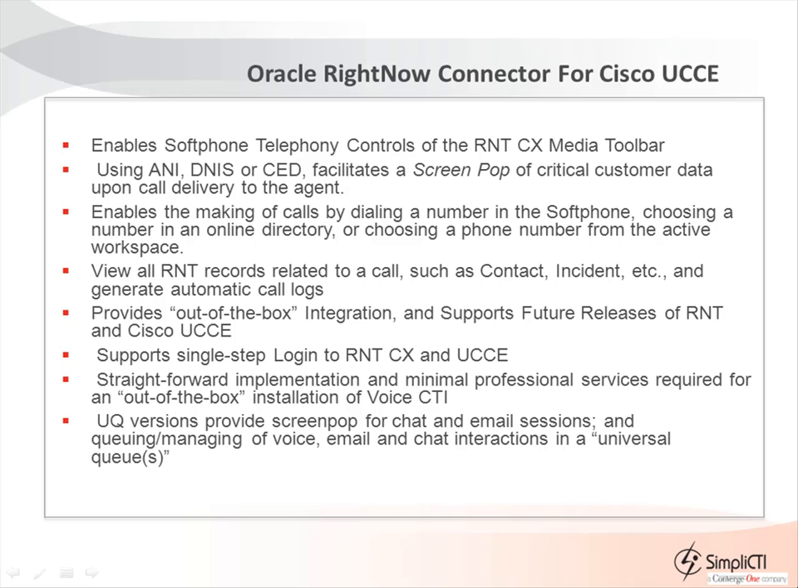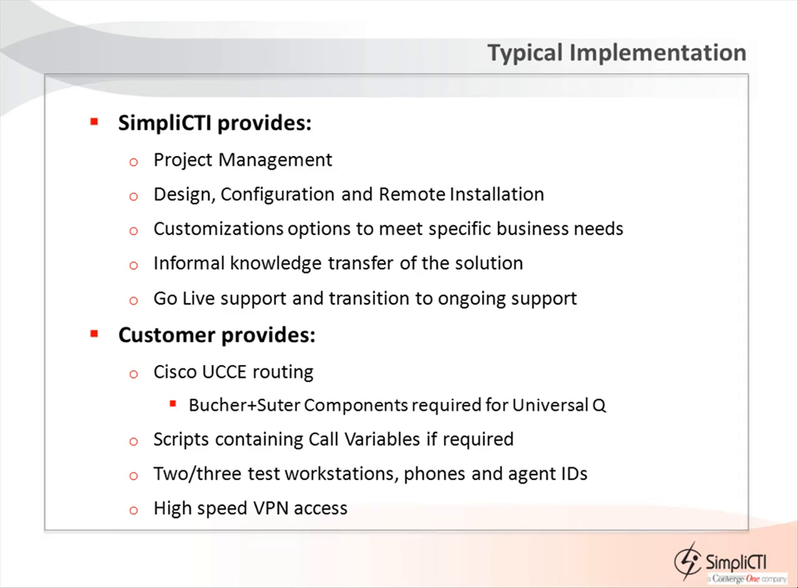In addition to all the voice CTI functionality, the Universal Queue option uses the SimpliCTI Application Gateway to provide routing and management of other Right Now media such as email, chat, and SMS transactions to the agent desktop. With a quick and easy implementation, typically running 3 to 4 weeks, and requiring very little professional services, your center can be running more efficiently in no time.